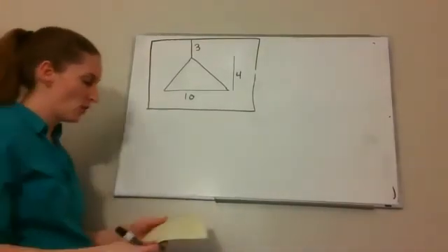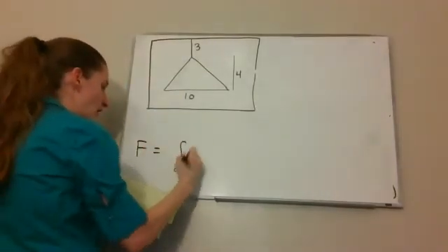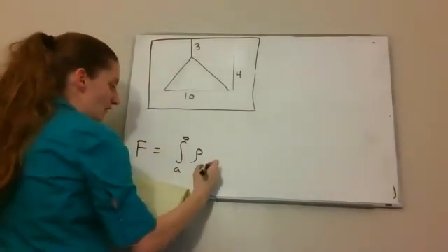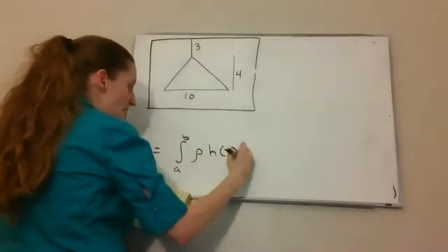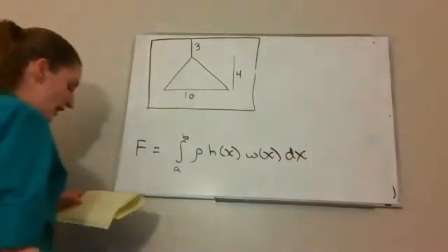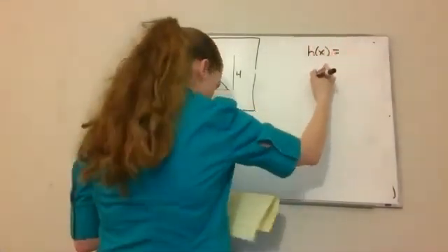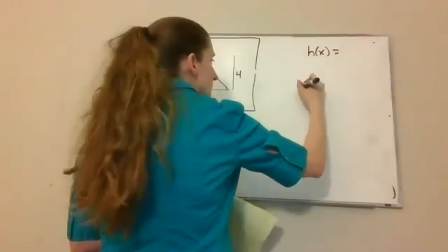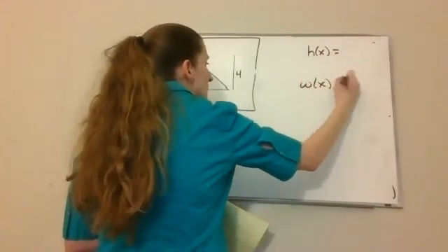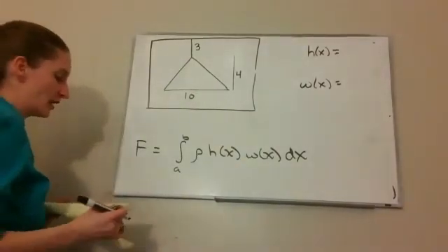And now we want to find our force, which is an integral from A to B of the density times the depth times the width dx. So we need to find a depth and a width. Well, let's start with the depth. The depth is actually a little bit easier.